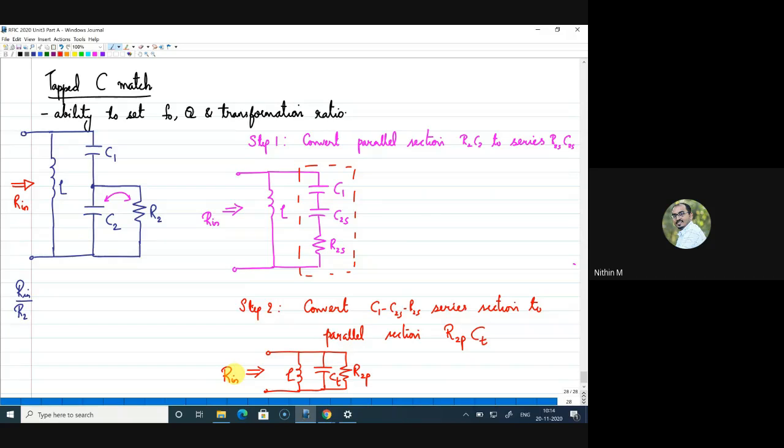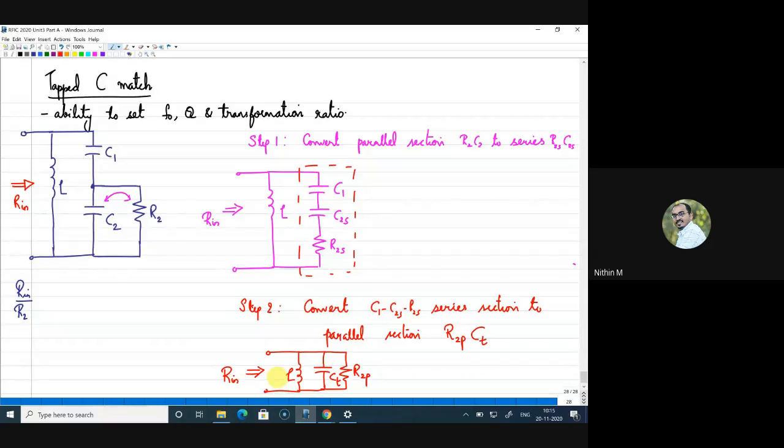Now, how this matching network works: at the resonant frequency, the impedance offered by the RLC is only R2P, and through that we will get a relation between Rin and R2P. Basically what we want is a relation between Rin and R2, because R2P is the same as Rin, since the resistance seen from here is R2P only. That will give you the impedance transformation ratio.